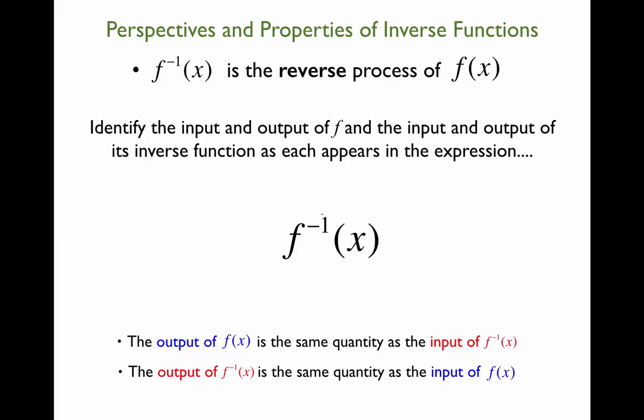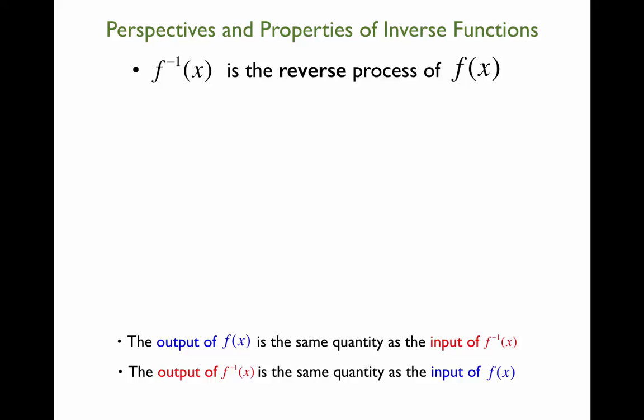Where do we see the output of f here? X. Why? Because that's the input of f inverse, so it's the same quantity as the output of f. And where do we see the output of f inverse? I kind of lost track of what I've asked you and what I didn't. Which one didn't I ask you? Okay, do we get it?